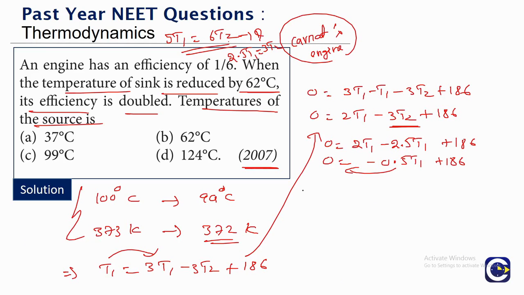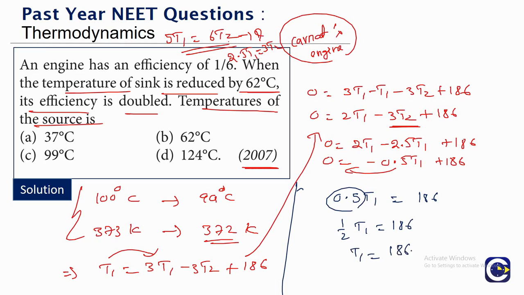So this problem of course requires some amount of lengthy calculation. So in the left hand side, 0.5 into T1 is equal to 186. 0.5 means half, right? So half T1 is equal to 186, which means T1 is equal to 186 into 2, that is 372. So this is the temperature that will come on the Kelvin scale, mind it.